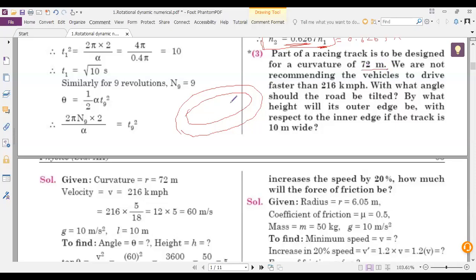See, meter represents the distance. We know that distance तो यही होगा. Radius is given. This is my radius. What is the radius of curvature? r is equal to 72 meters.